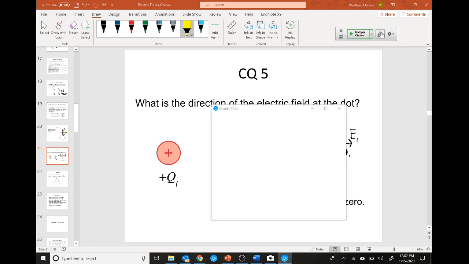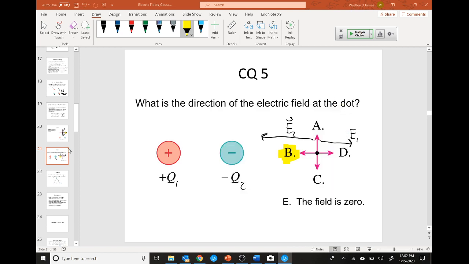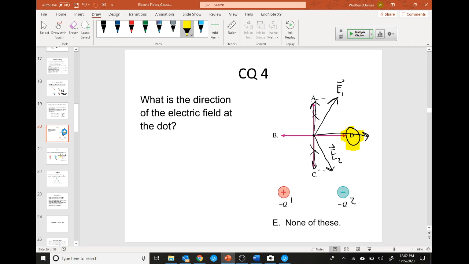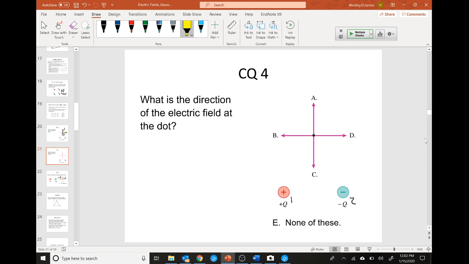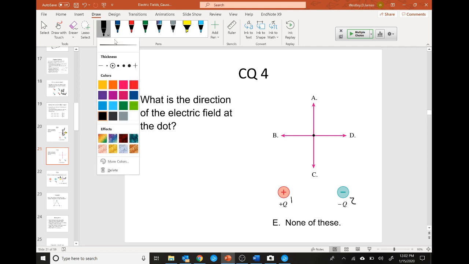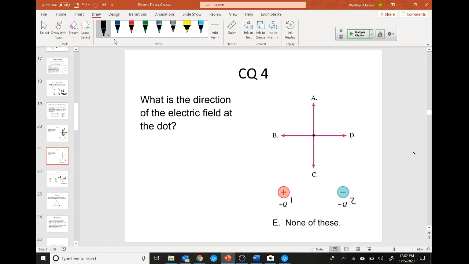Okay, I'm going to give you all one more problem, then we're going to move on to the next thing. I'm going to give you the exact same problem as this one, but just to really hit this home. Same exact problem. What is the direction of the electric field at the dot? But now on this dot is a negative charge. The dot is exactly where the negative charge is. What is the direction of the electric field at the dot due to all 3 charges? Charge 1, charge 2, and my new charge 3.